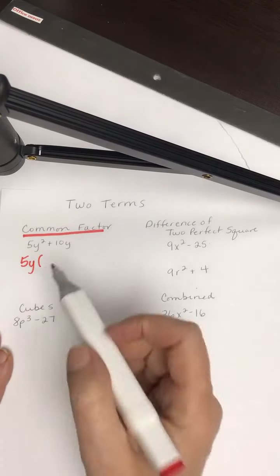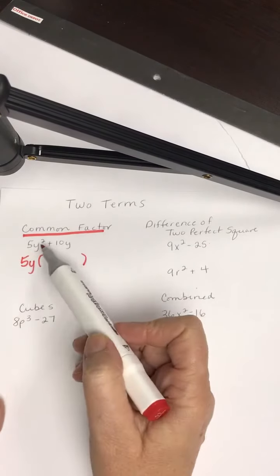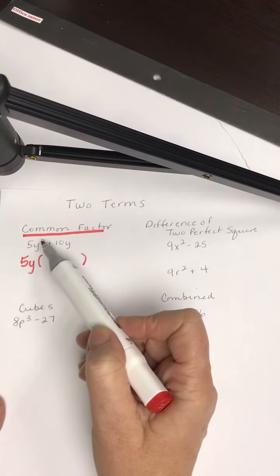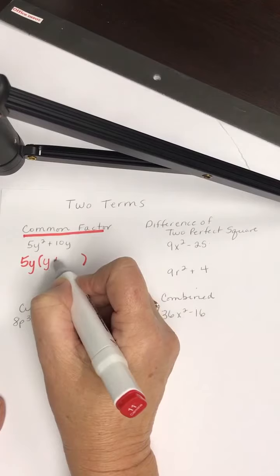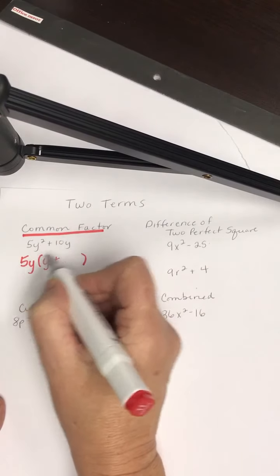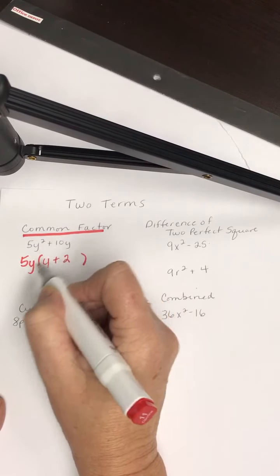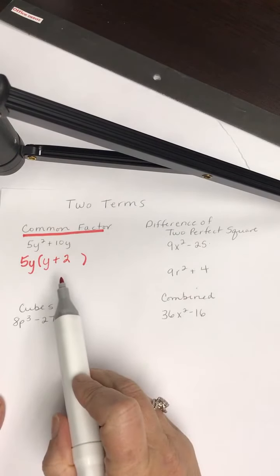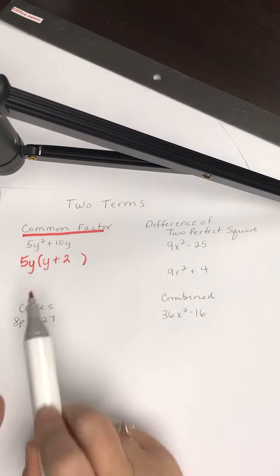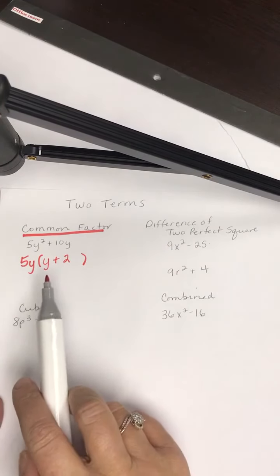Then we're going to look and divide to find what stays inside the parentheses. So here the 5's would cancel, and y squared divided by y to the first would just leave a y. The plus comes down. 10 divided by 5 would be 2, and y divided by y cancels. There's more examples of common factor in the first video if you need some more practice on that. Today we're just looking at two terms.